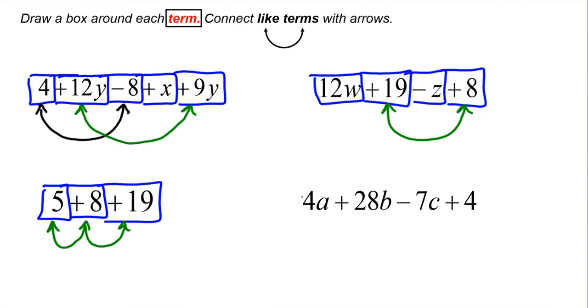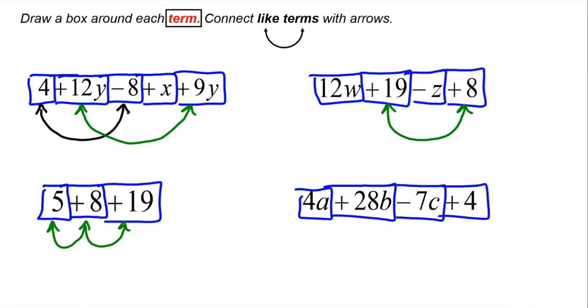And then the last one, 4a plus 28b minus 7c plus 4. This has four terms. There are no terms that have an a in it besides the first one. No other terms have a b in it. No other terms have a c in it. And no other terms are constants. So actually, this expression has no like terms at all. So that is a possibility. There are no like terms in that expression. So quite a bit of information there. Things we need to know about algebraic expressions: what are terms, what are coefficients, what are variables, what are constants, and what are like terms.